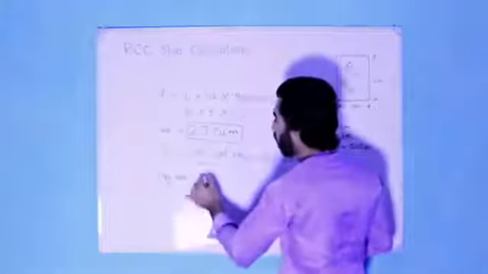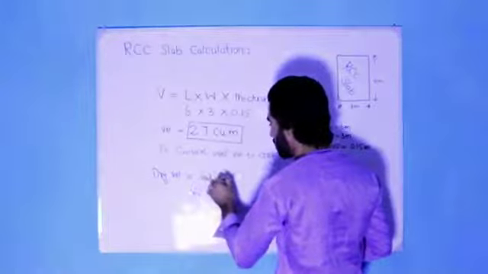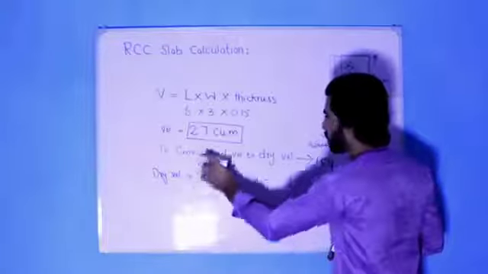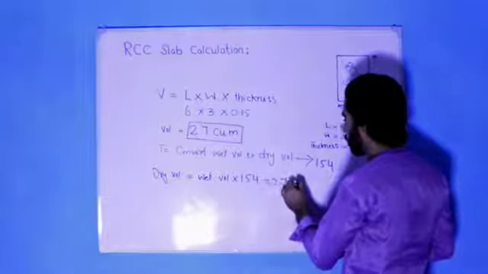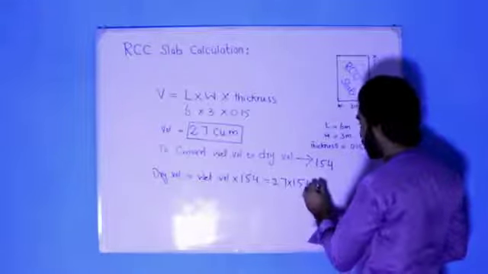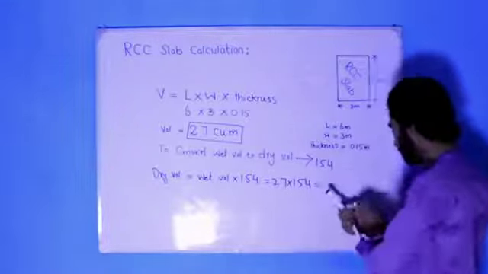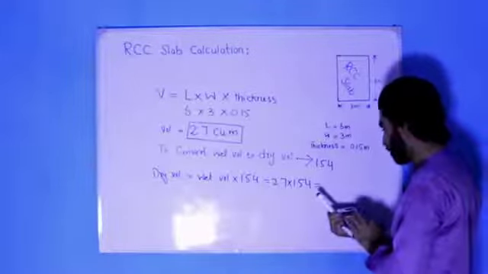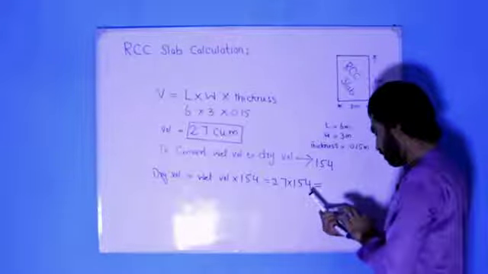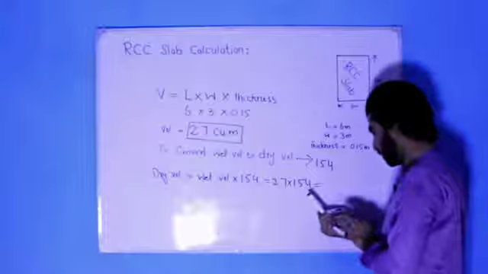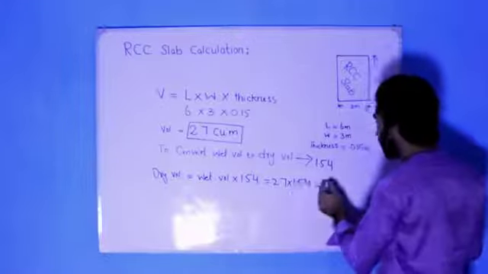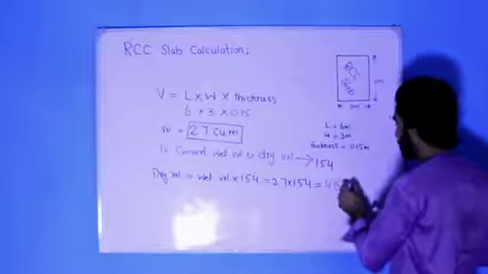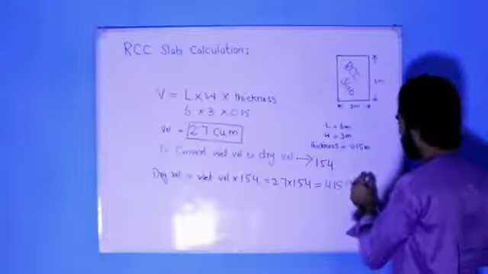Now guys, you can see the dry volume is equal to the wet volume multiplied by 1.54. As you can see here, the wet volume is 2.7 multiplied by 1.54, so it becomes 4.15 cubic meters.